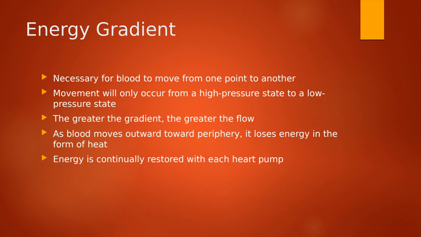Okay, energy gradient, like we said, a little recap here: it's necessary for blood to move from one location to another. Movement is only going to occur from a high pressure location moving to a low pressure location, like we just said. The greater the energy difference, so the greater the gradient, the more flow we're going to get. As blood moves outward to the distal tissues, towards the periphery of our body, it's going to lose energy in the form of natural heat. Energy is continually going to be restored with each heart pump. So that's that nice give and take replenishment that we can always rely on our heart for.